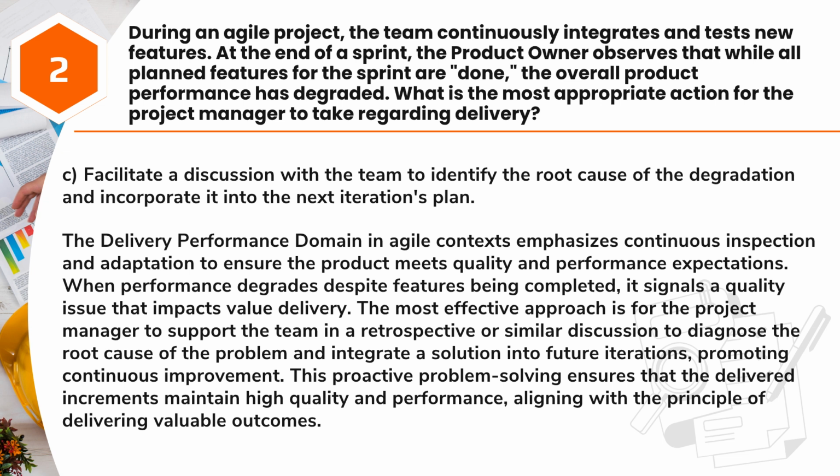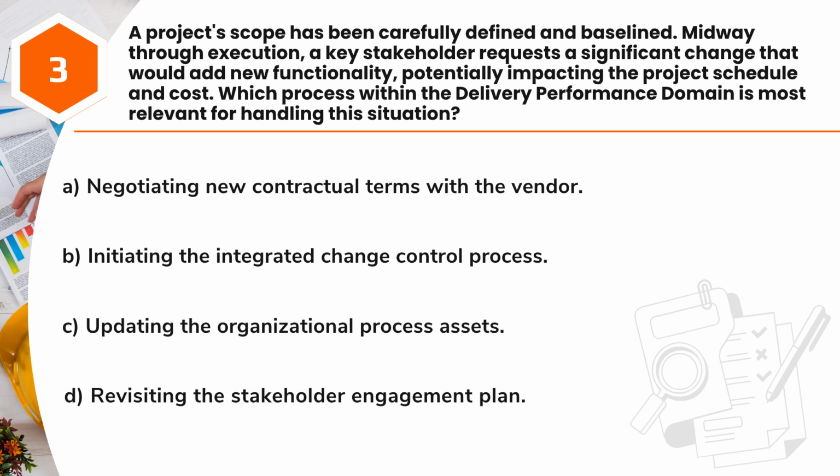outcomes. Question 3. A project scope has been carefully defined and baselined. Midway through execution, a key stakeholder requests a significant change that would add new functionality, potentially impacting the project schedule and cost. Which process within the delivery performance domain is most relevant for handling this situation?